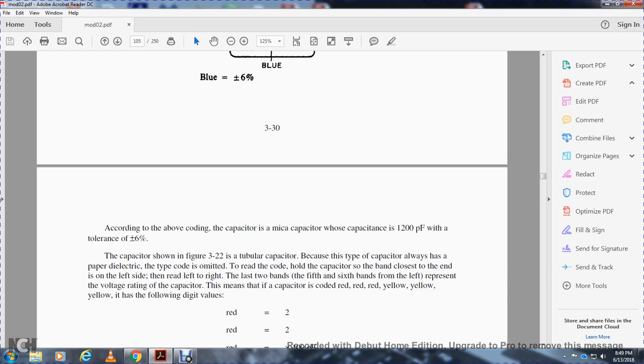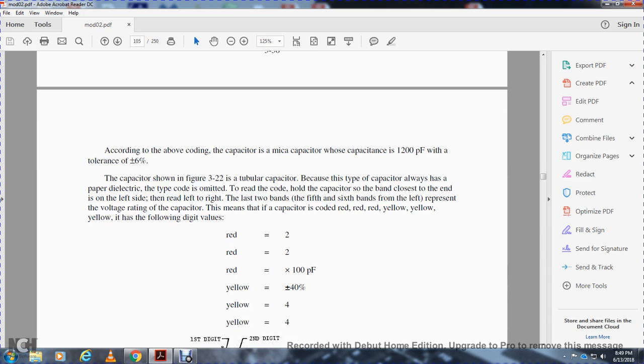The capacitor shown in figure 322 is a tubular capacitor. Because of the tube, these capacitors always have a paper dielectric, so the type code is omitted in reading the capacitor. Hold the capacitor with the band closest to the end on the left side, the left band. The last two bands, the fifth and sixth bands, represent the voltage rating of the capacitor. That means, over the left, that capacitor is coded red, red, red, yellow, yellow, yellow.